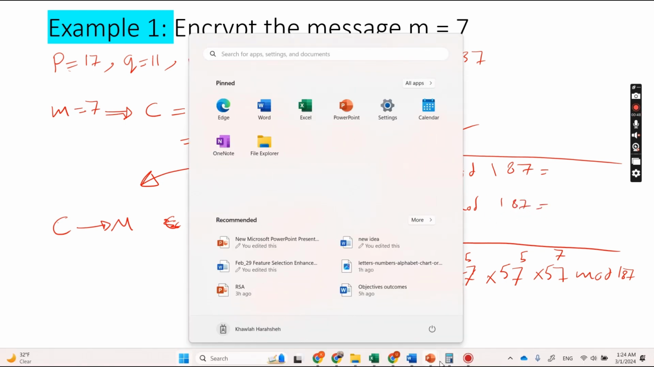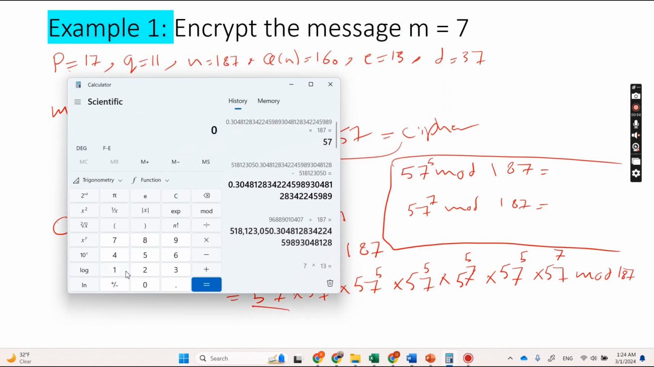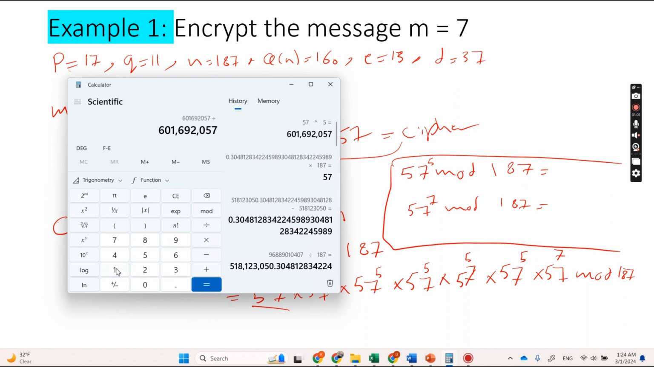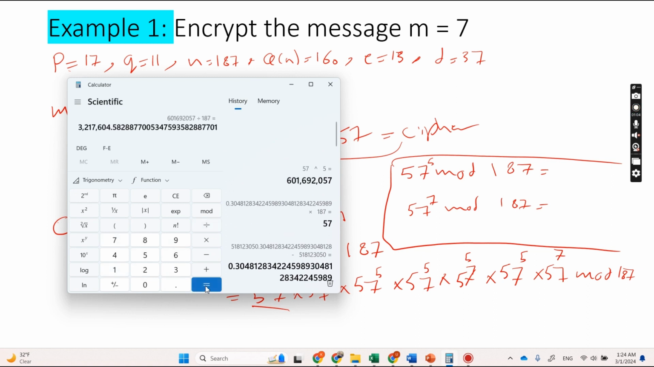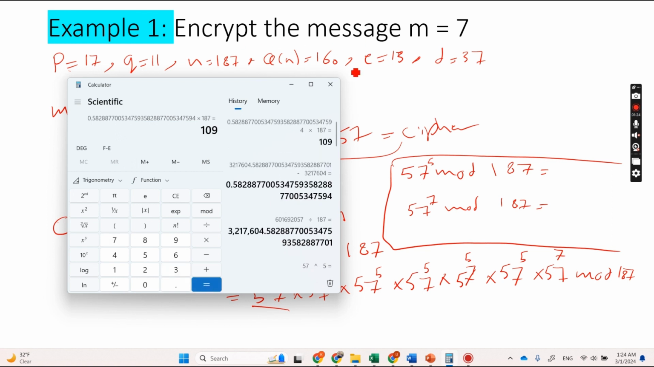Okay, go back to calculator. So 57 power 5 mod 187. Now anything above should be deleted, so minus 3,217,604 multiplied by 187. So the answer is 109.